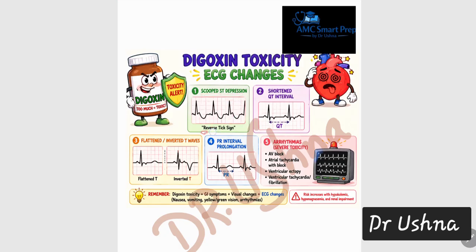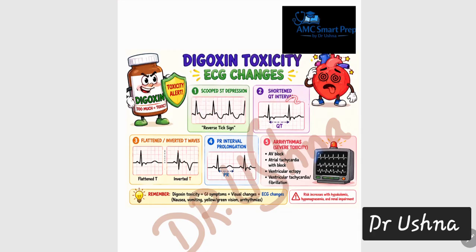This is known as the reverse tick sign. This is very particular for digoxin. They can mention this sign in the stem also, in the scenario also, or they can show the ECG as well. You should be able to interpret the ECG. You should be able to remember this sign as a reverse tick sign. So see, a downward sloping, like a skating slope. This sloping scooped ST depression is very typical for your digoxin toxicity.